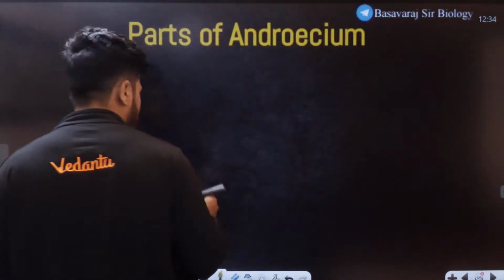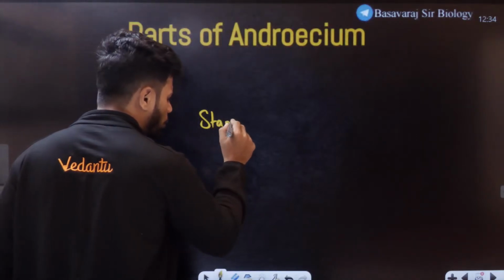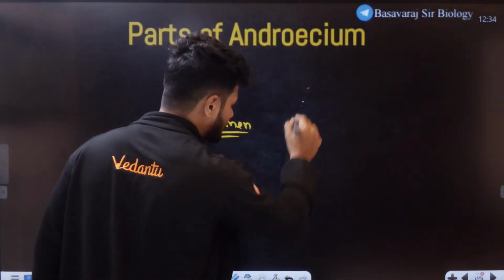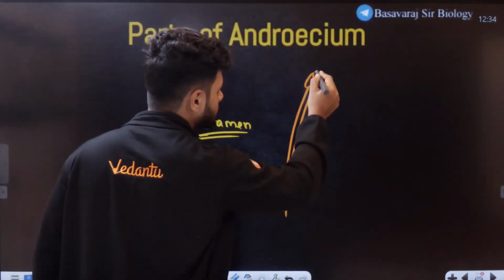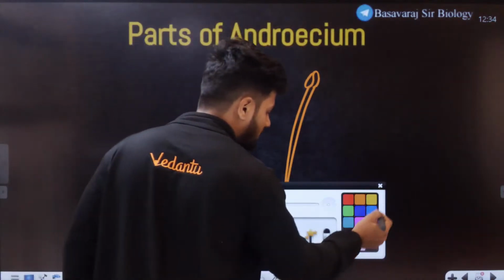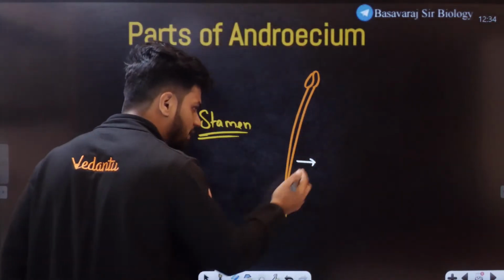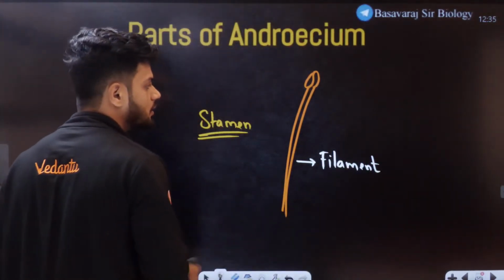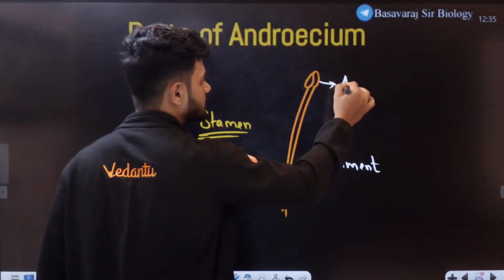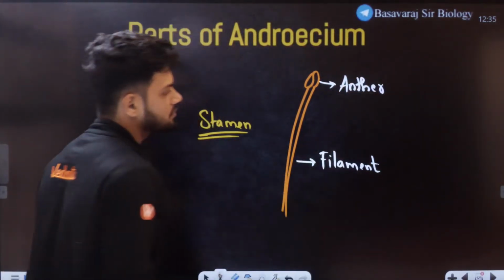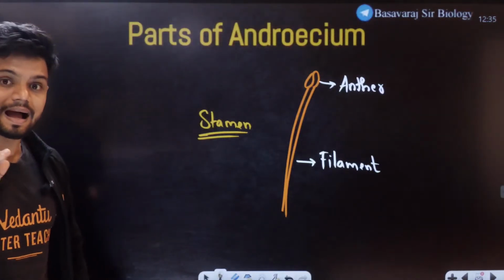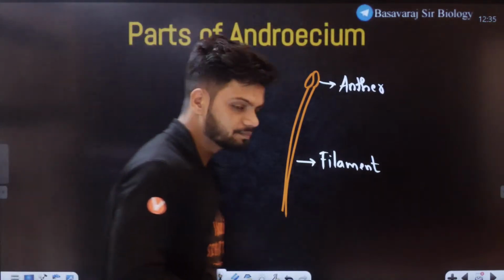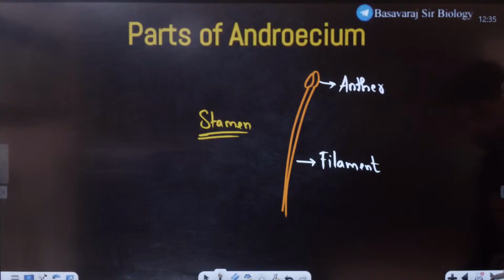Now for example, students, can anyone tell me what are the two main parts of a stamen? This is a typical stamen. A stamen will have a long slender part called the filament, and a bilobed structure called the anther. So filament and anther are given here.